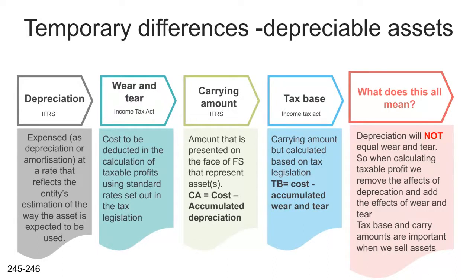Then when we look at the tax side, the tax word for carrying amount is the tax base, right? It's calculated very similarly. It's the original cost less accumulated wear and tear. Okay, so it's the mirror image of the carrying amount. It's just because the wear and tear amounts are different, right? The wear and tear rates are different from the depreciation rates. Therefore, the tax base will be different from the carrying amount. I hope that makes sense.